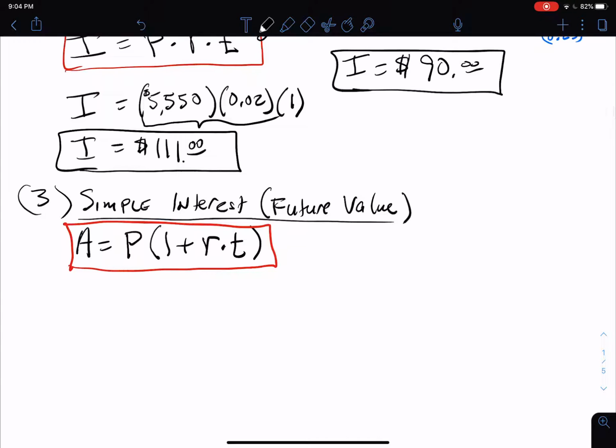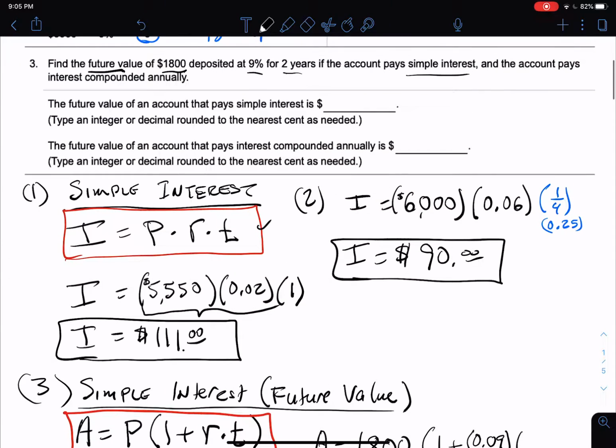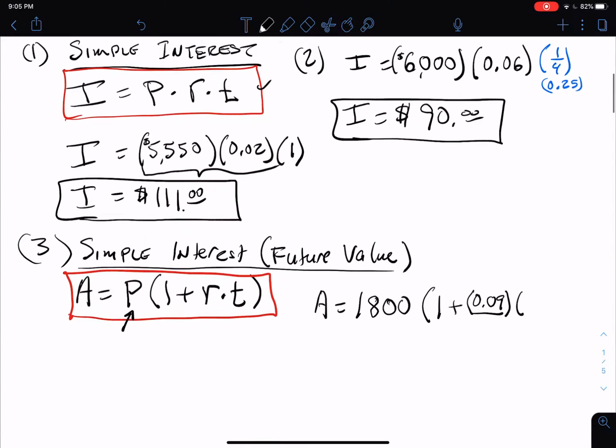So on number 3, it's asking for the future value, A. Remember, this is going to be our starting amount, our principal, and in number 3, first part, the principal was $1,800, and that gets multiplied times 1 plus the interest rate. Now remember, the interest rate written as a decimal, 9% is 0.09, and that gets multiplied by the time, and I believe they said the time is 2 years.